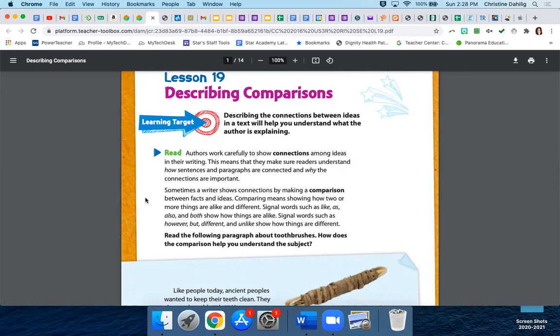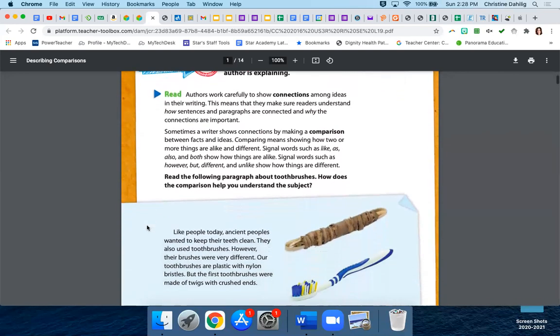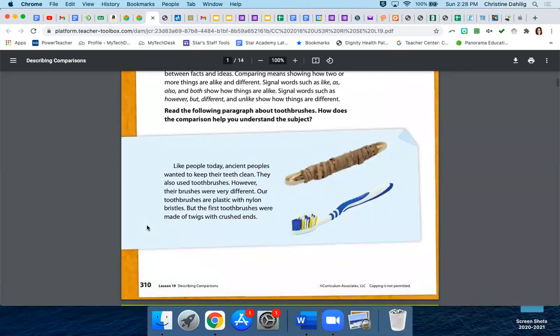Signal words such as like, as, also, and both show how things are alike. Signal words such as however, but, different, and unlike show how things are different. When you read, it's helpful to look at how the writer uses comparisons to connect ideas in sentences and paragraphs. Being able to describe how ideas are connected in the text will help you better understand the topic the author is explaining.